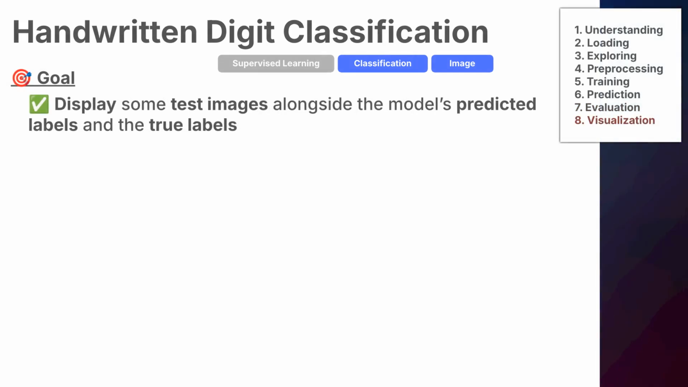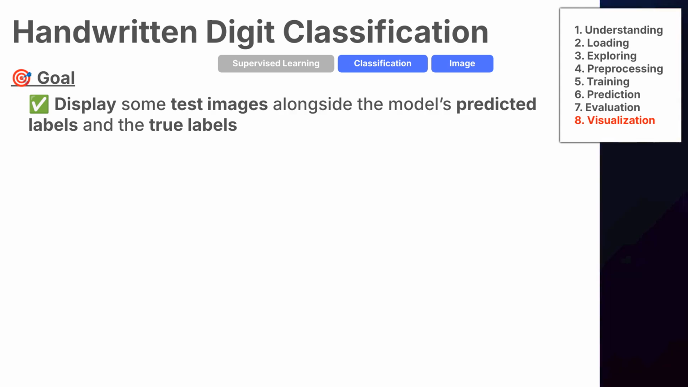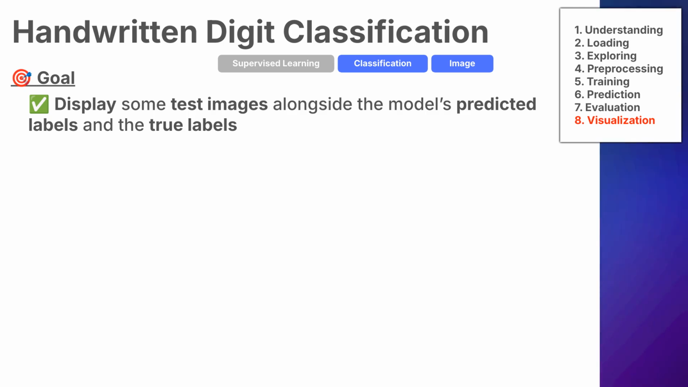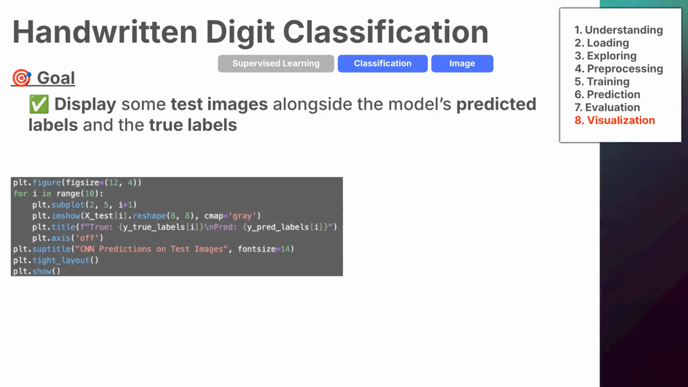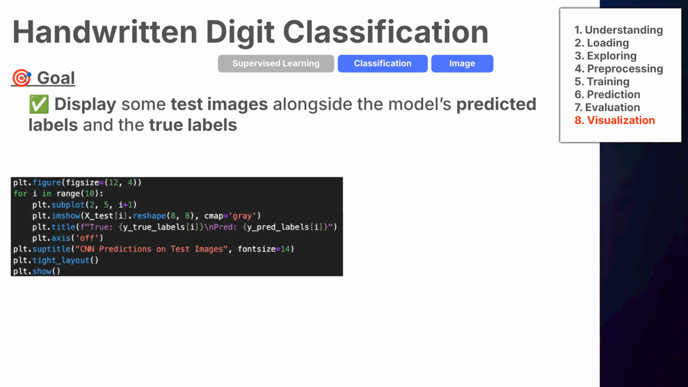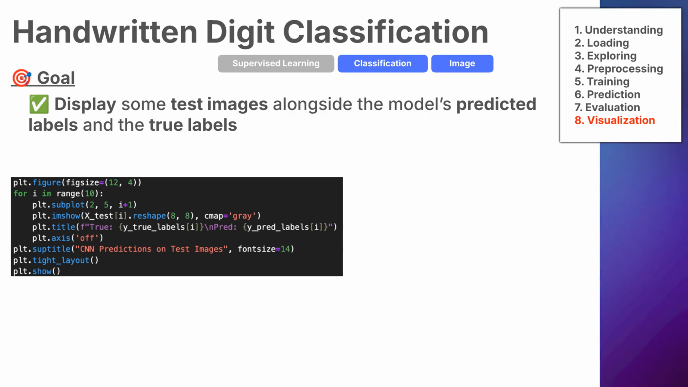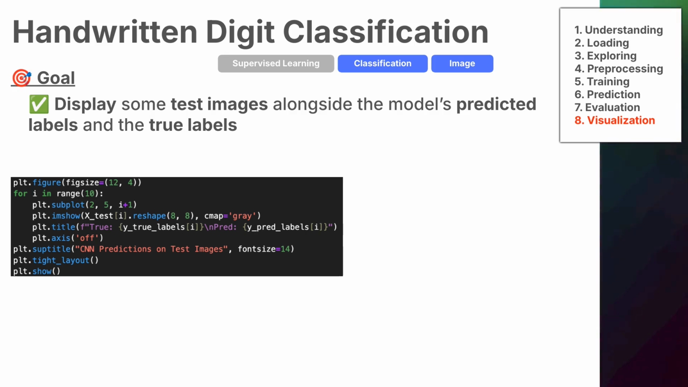8. Visualization. The goal is to display some test images alongside the model's predicted labels and the true labels, so you can spot correct and incorrect predictions visually. Let's plot 10 test images with predictions. First, it creates a new figure or canvas to plot the images. Figure size sets the width to 12 and the height to 4 inches.